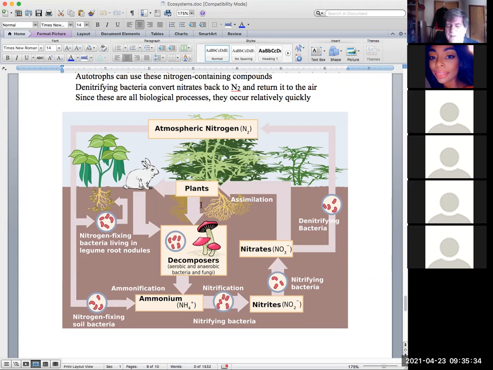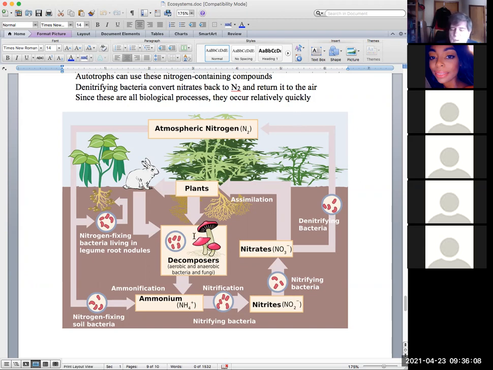They can take the nitrogen compounds that are found in plants, and they can convert those to ammonium, and then they can convert that to nitrite, and then to nitrate. And then there are denitrifying bacteria. Denitrifying bacteria do the reverse of nitrogen fixation. They take nitrogen from nitrates and put them back into the atmosphere.